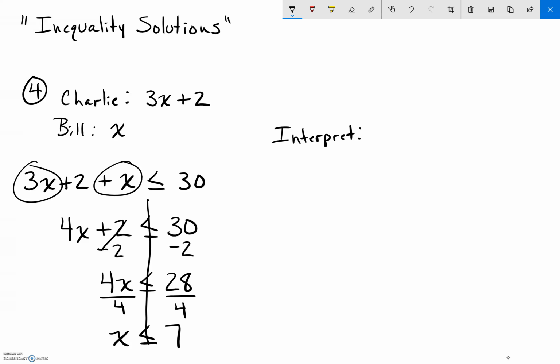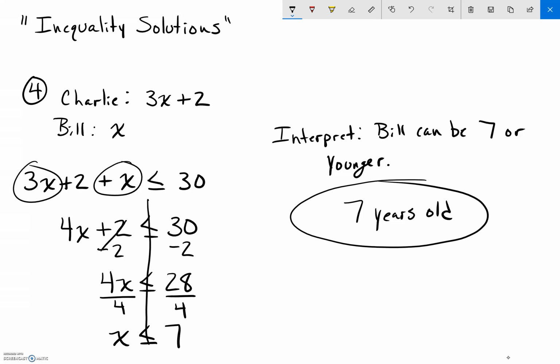that Bill could be any age that is 7 or lower. And since the question asked us what is the oldest that Bill can possibly be, the oldest that he could possibly be is 7. He could be any age less than that, but the biggest age he can be is 7 years old.